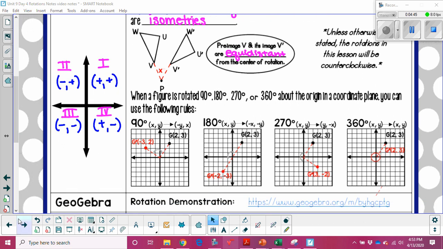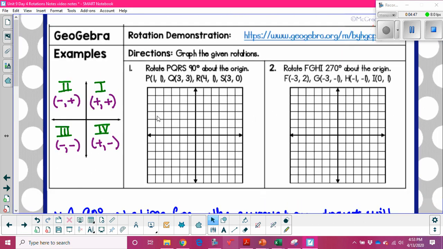Okay, so let's look at the GeoGebra rotations. Let's see if I can get that to work. Here we go.